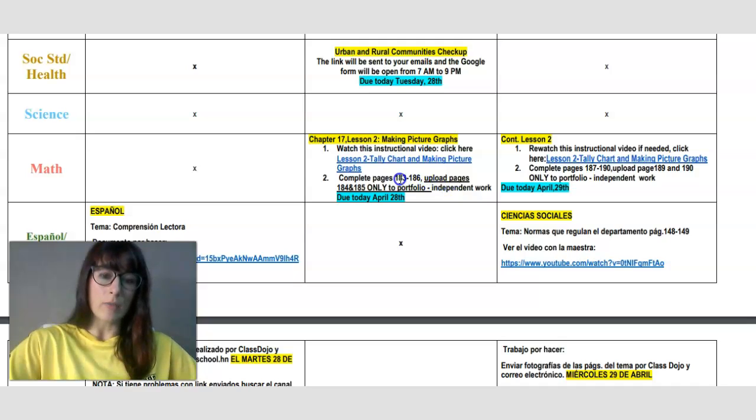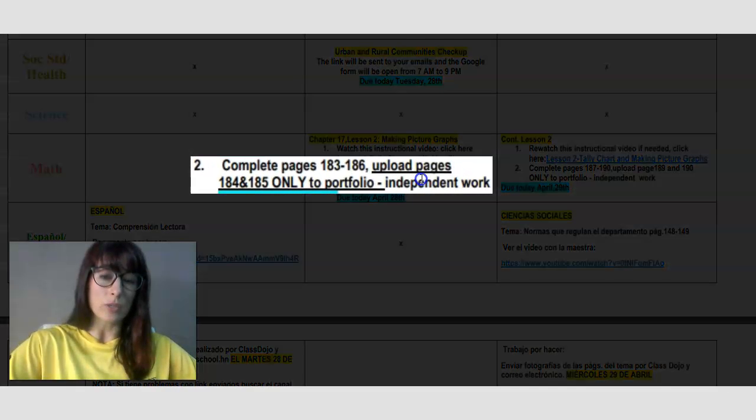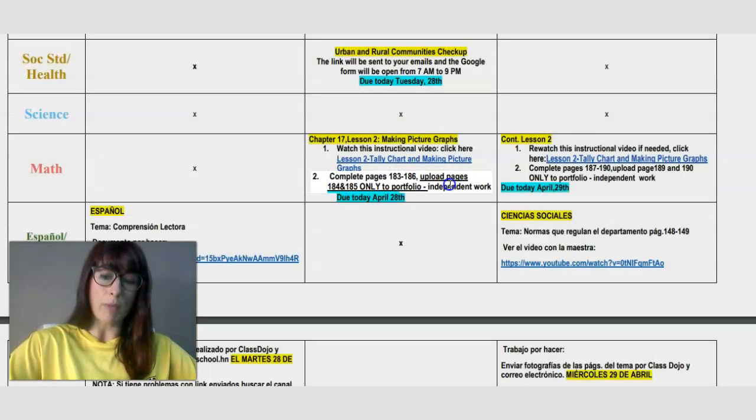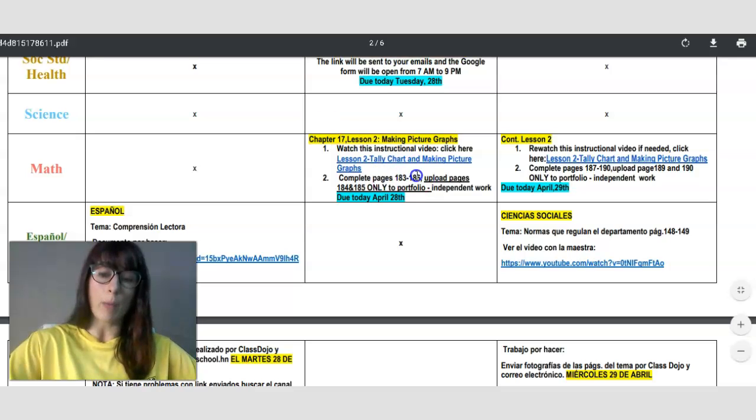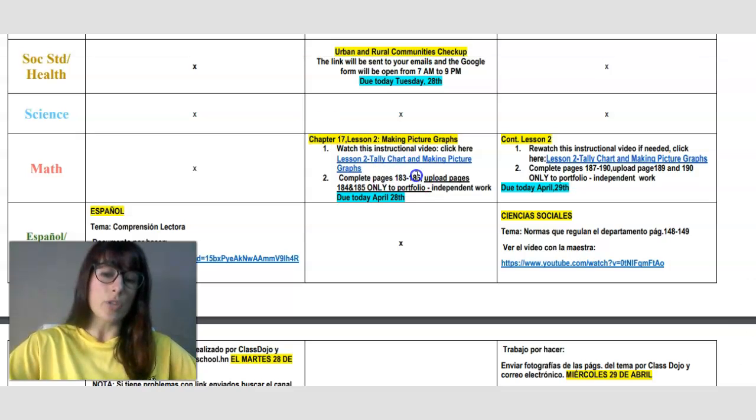And then when you're done, you will complete pages 183, 184, 185, and 186. And then you will upload only, listen closely, page 184 and 185. This you will upload to Portfolio, and you will work on this independently, okay? Don't ask for mommy's help. All you need is to watch the video, okay? You can practice on these other pages that you don't have to upload, and then double check your answers.